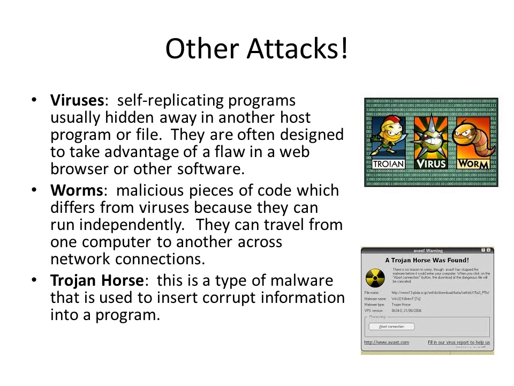Other attacks. We have viruses, which are self-replicating programs, usually hidden away in another host program or file. They are often designed to take advantage of a flaw in a web browser or other software. Then we have worms, which are malicious pieces of code which differ from viruses because they can run independently. They can travel from one computer to another across network connections. And then we have Trojan horses, and this is a type of malware that is used to insert corrupt information into a program.